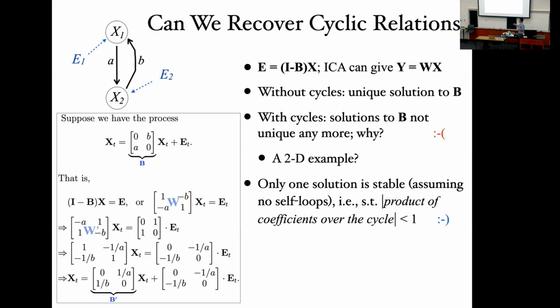However, would you prefer one over the other? In reality, the system is stable. Basically, the product of AB should be smaller than 1 in absolute value, right? Otherwise, the system will explode, right? So if right here in the true model, the absolute value of AB is smaller than 1, what will happen to the alternative solution? In the alternative solution, the coefficients are 1 over A and 1 over B.